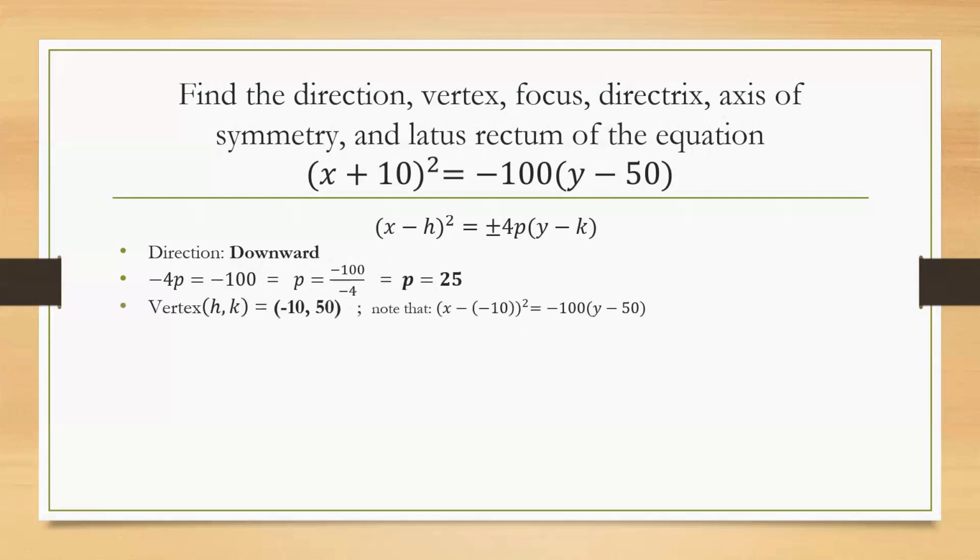Next, for our vertex, we simply have to look for our h and k. So h is the one that is beside x, and k is the one beside y. So in this equation, our h is -10 and our k is +50. Note that it's not +10. It's -10 because this part right here can be written as x minus -10. So we do this so it will be simpler for us to determine our h and k.